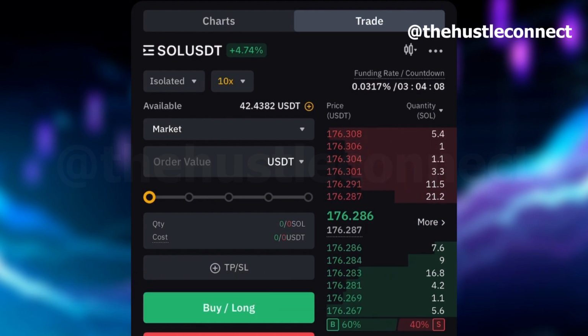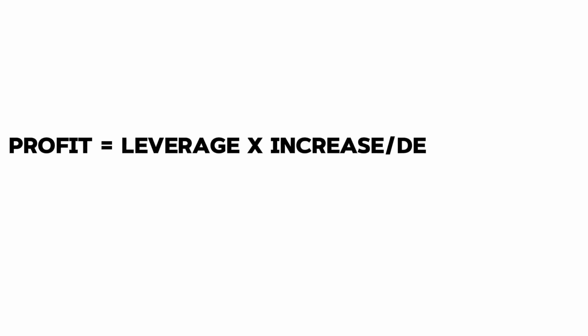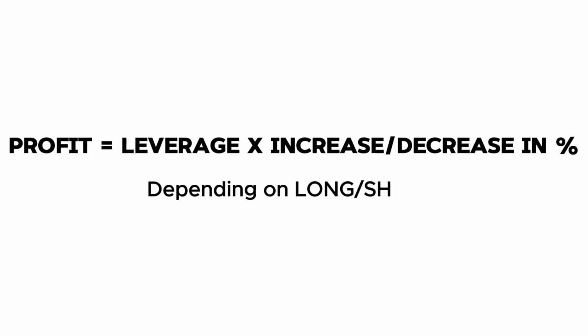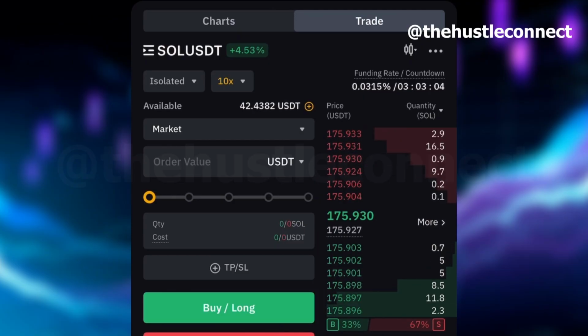Now, if you leverage 20x with $100, that's equal to $2,000. Now, if you set your leverage at 10x, every time it moves up by 1%, you make 10% profit. And for 20x, every time it moves up by 2%, you make 40% profit. Now, your profit simply means your leverage times the increase or decrease in percentage of the market that you're taking, depending on if you are longing or you are shorting. To be clear, shorting simply means predicting a downtrend and making profits if the market goes down, while longing means predicting an uptrend and making profits if the market goes up.